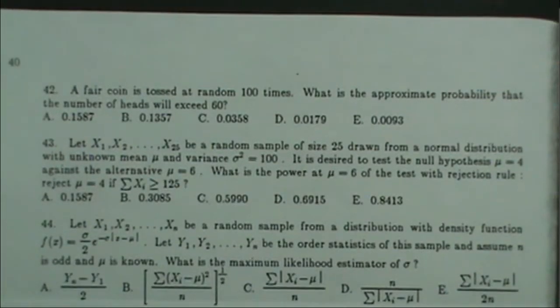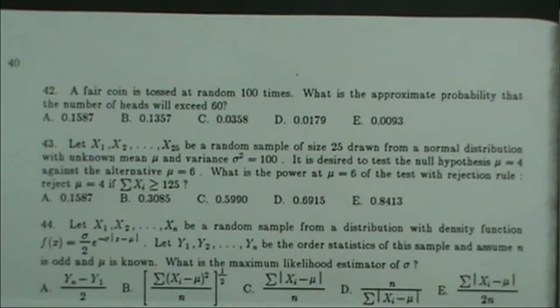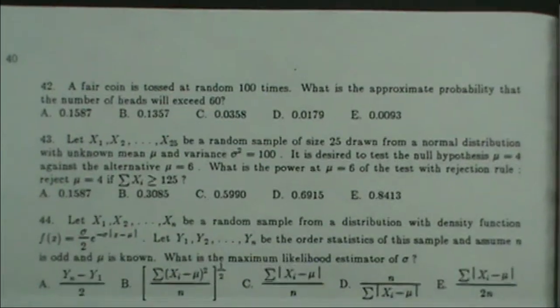Problem 42. A fair coin is tossed at random 100 times. What is the approximate probability that the number of heads will exceed 60?